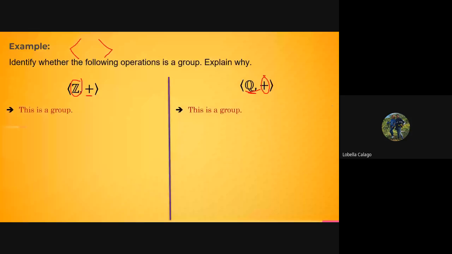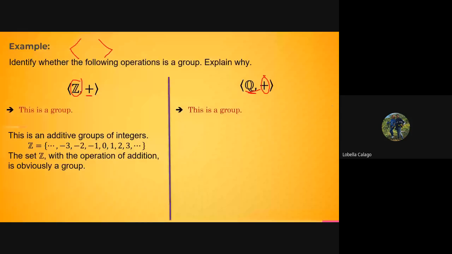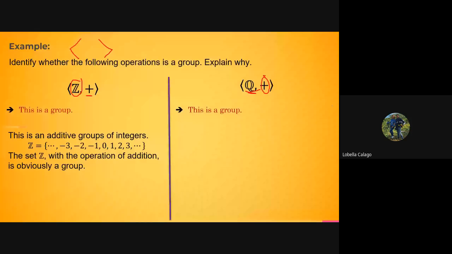Anong sinabi dito? This is an additive group of integers. So we all know that integers are all positive and negative numbers, pero whole number lang po. Hindi kasama yung mga numbers na may decimal points and may square roots na number. Okay? Bakit siya ay a group? Sinabi talaga dito, obviously, this is a group. So, bakit? Tingnan natin.